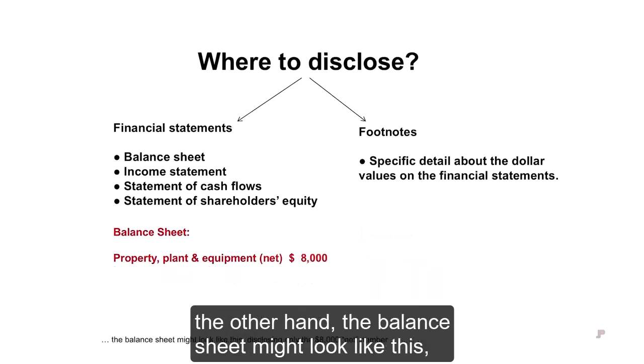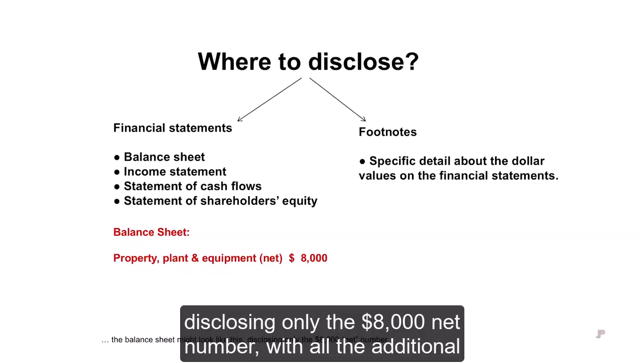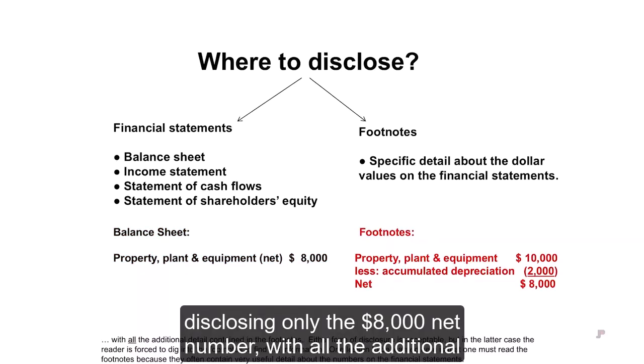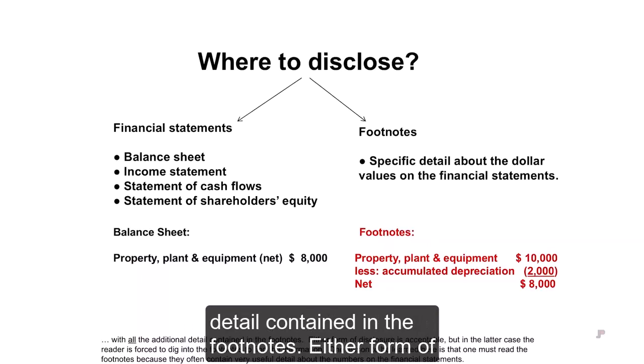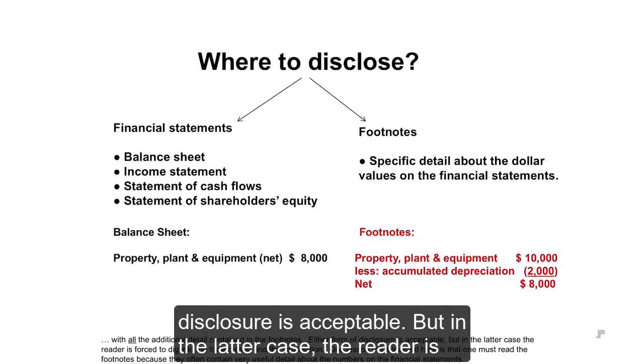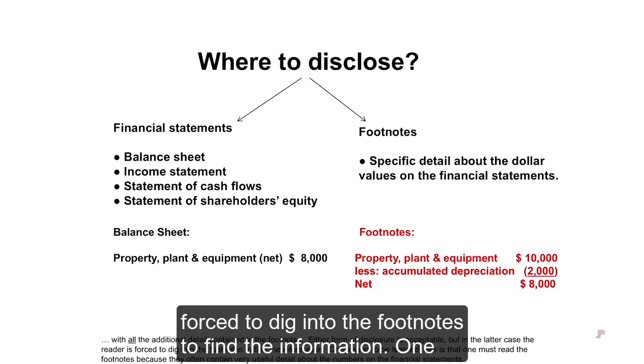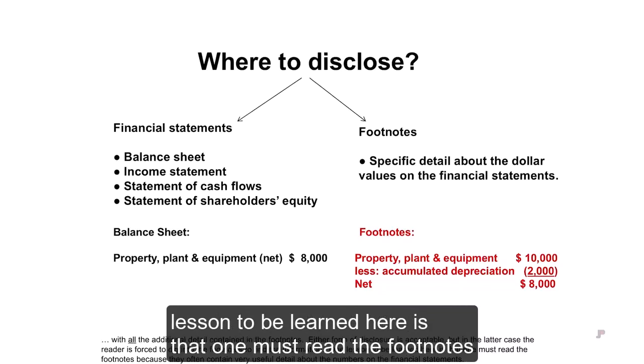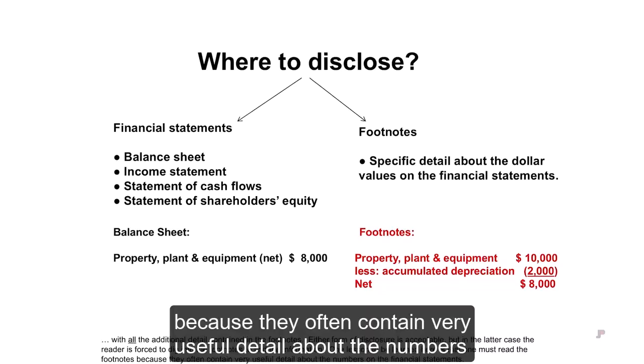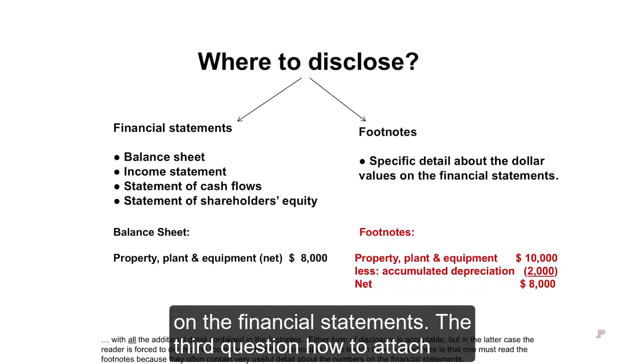Or, on the other hand, the balance sheet might look like this, disclosing only the $8,000 net number, with all the additional detail contained in the footnotes. Either form of disclosure is acceptable, but in the latter case, the reader is forced to dig into the footnotes to find the information. One lesson to be learned here is that one must read the footnotes because they often contain very useful detail about the numbers on the financial statements.